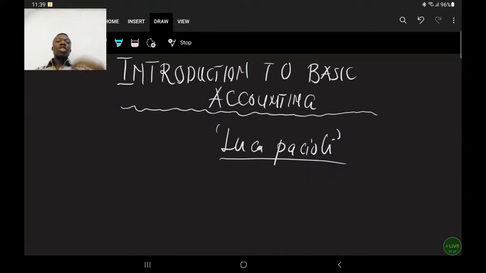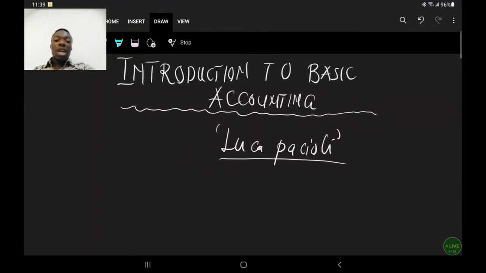Let's say I exchange my car with you. I'm going to have information with respect to the car I exchanged with your sheep. You're also going to have information with respect to the sheep you exchanged with me for the car. And that creates what we call a double way of recording transactions. At first, in the barter system, they were using a single entry. And this man introduced a double way of recording transactions, which in accounting we call double entry.